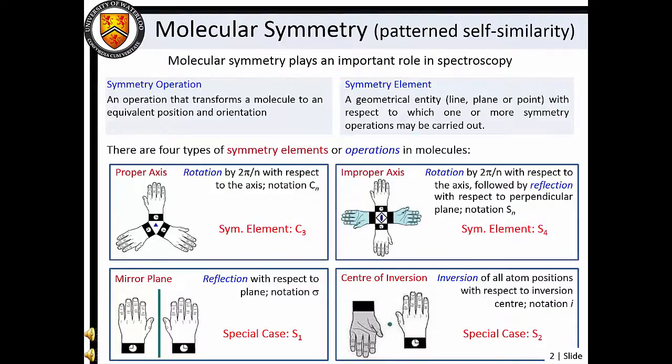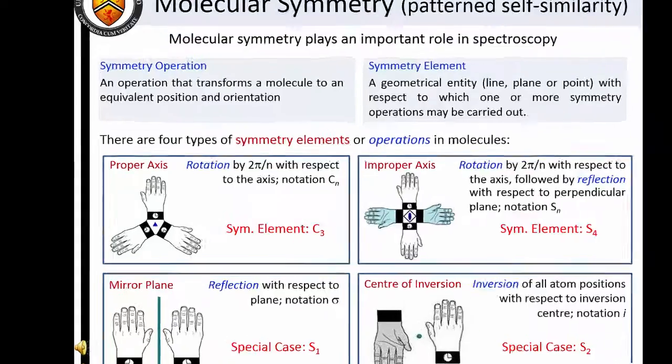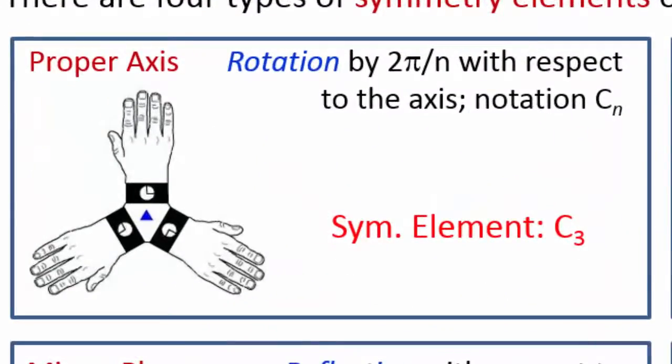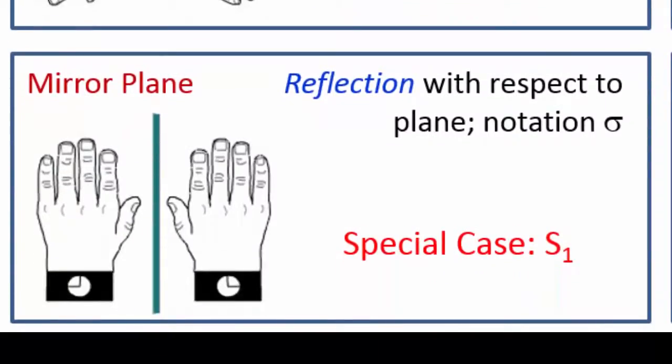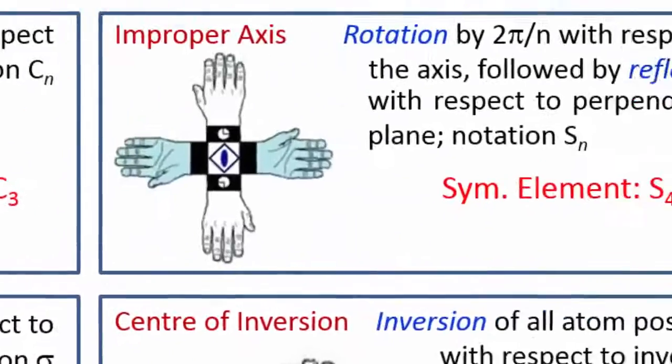There are four types of symmetry elements or operations for molecules. The first is rotation about a symmetry axis, and it is denoted C subscript n. It involves rotation by an angle of 2π over n about a symmetry axis. We can also define the reflection operation with respect to a mirror plane. This operation is denoted sigma.